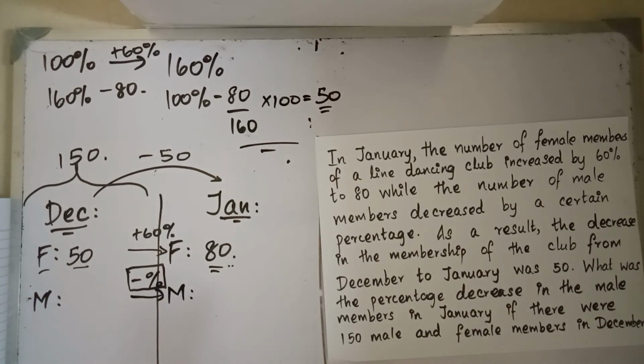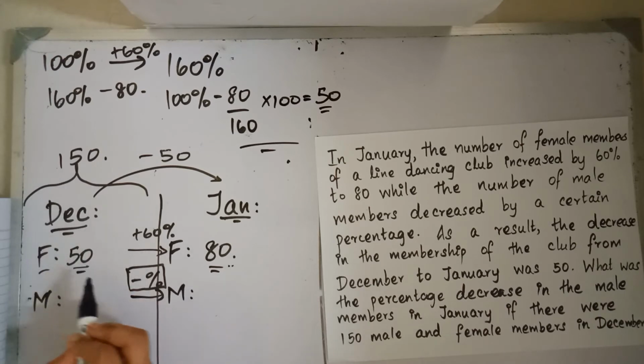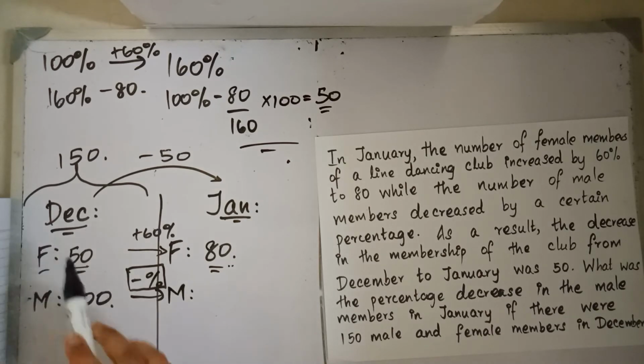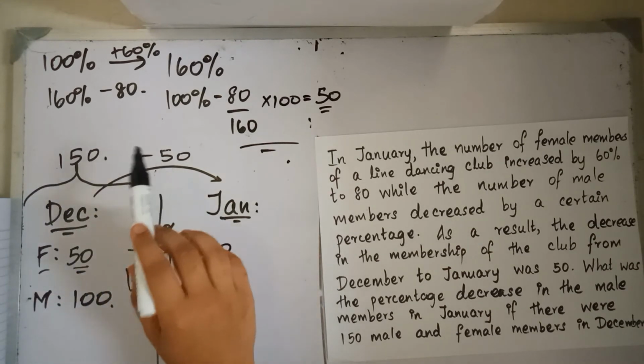Okay. So before that, we can also find out another thing. We know that the total in the month of December is 150 and the number of females is 50. So the number of males must be 100. So there are 100 males in the month of December. Okay, so now we'll come to this. The decrease from the month of December to Jan is 50.